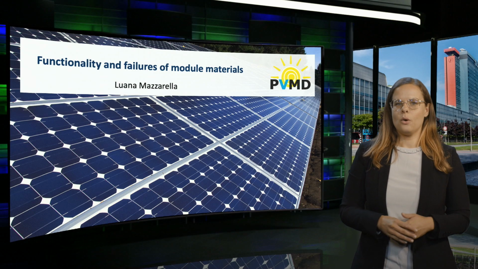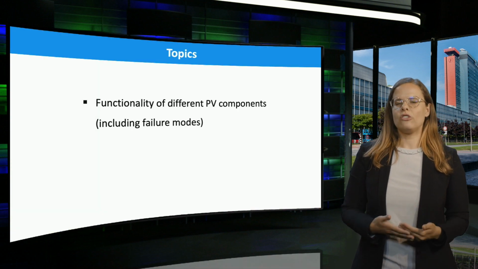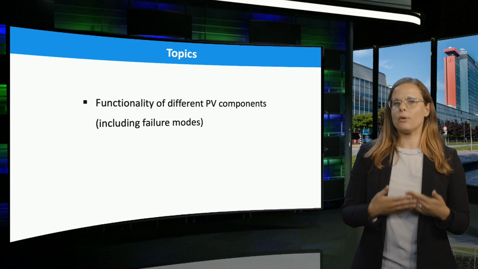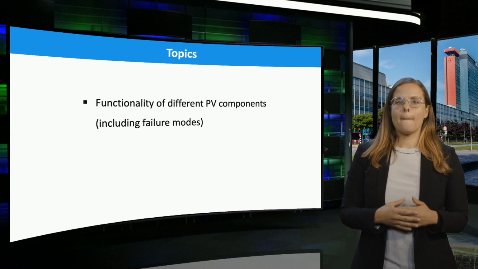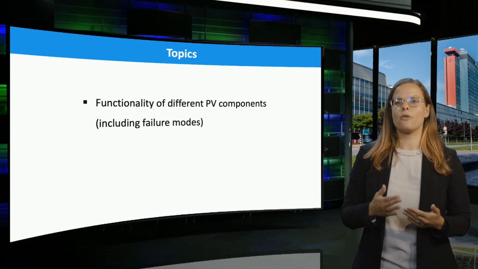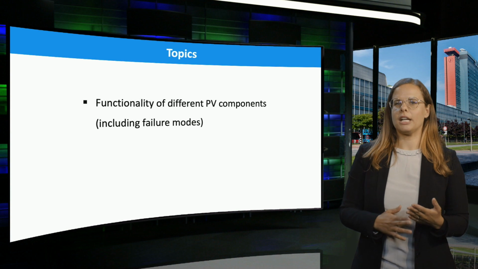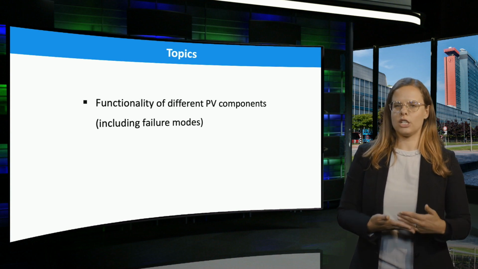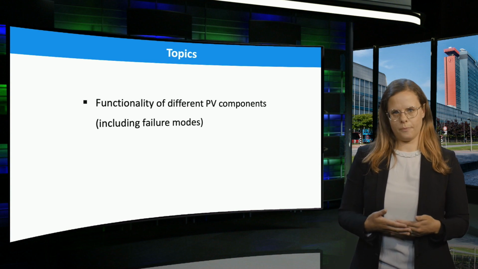In this video lecture, we discuss each individual material composing the module. We address material functionality together with potential failure modes that can lead to degradation of a PV module. This last aspect is crucial because during its operation, a PV module is simultaneously exposed to environmental stress like sunlight, temperature, moisture, and mechanical loads. These factors often lead to a gradual degradation of the module performance, which will be discussed in the following lectures.